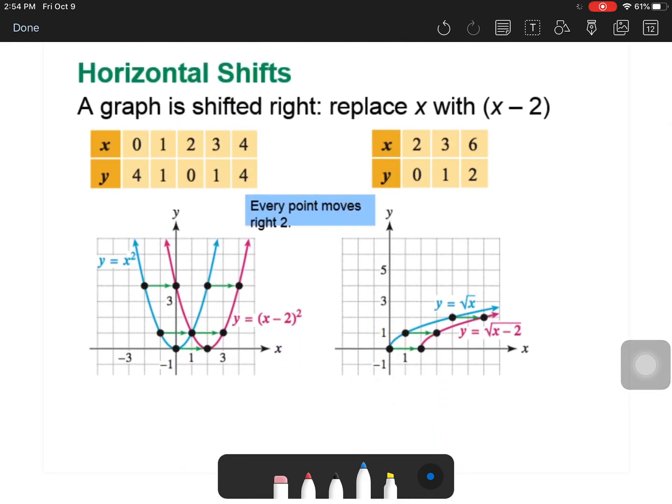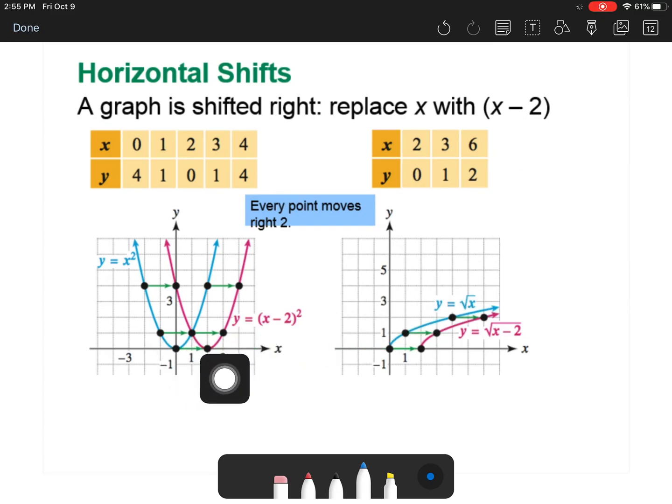Okay, for horizontal shifts, these ones maybe we've got to think a little more, because anytime we have a horizontal shift, then the transformation is sort of the opposite of what we see in the equation. So for example, if your x in your parent graph gets replaced with x minus 2, that indicates a shift to the right, which is somewhat the opposite of what we might think. But yeah, an x minus 2 would be shifting each x coordinate right 2, okay?